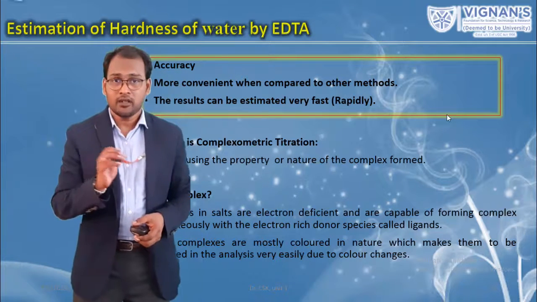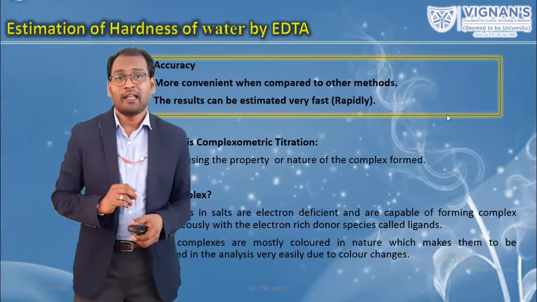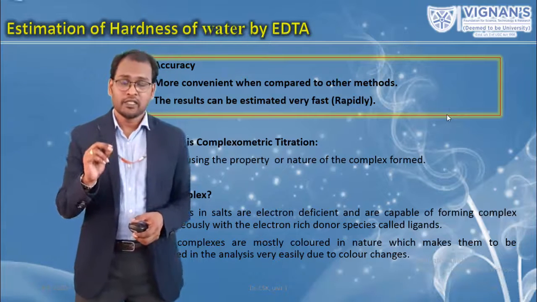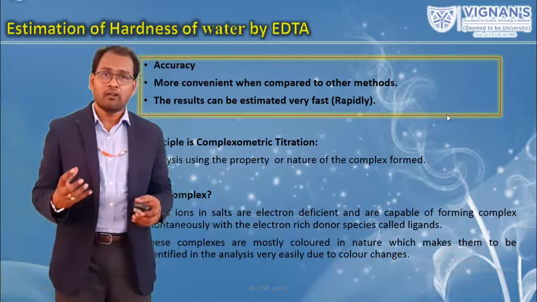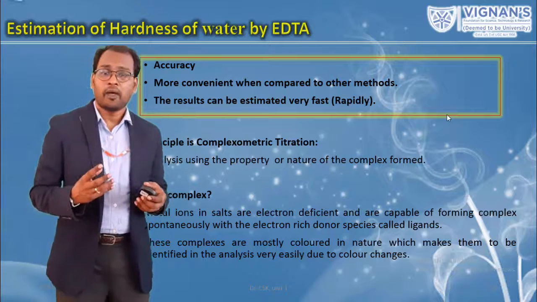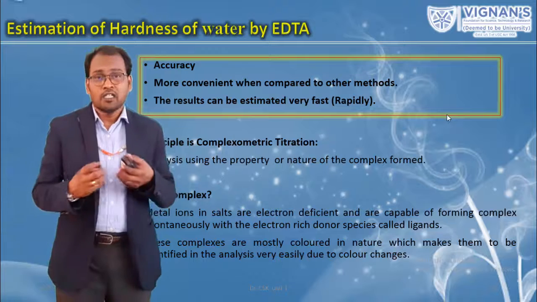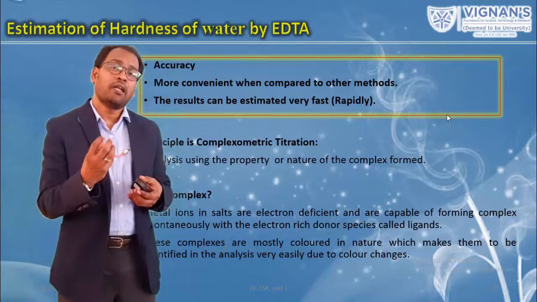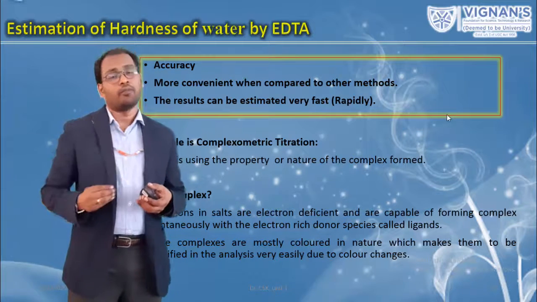Because the hardness causing salts are mostly metals. Right? Those metal salts will have electron deficient sites in them. Right? So these electron deficient sites are looking for electron rich species. So if any electron rich species like an organic molecule or an organic ligand with lone pair of electrons comes, it will form a coordination bond very fast. So this coordination bond will be very strong, and this makes the complex very stable. Right? So this is the main principle of this complexometric titration.